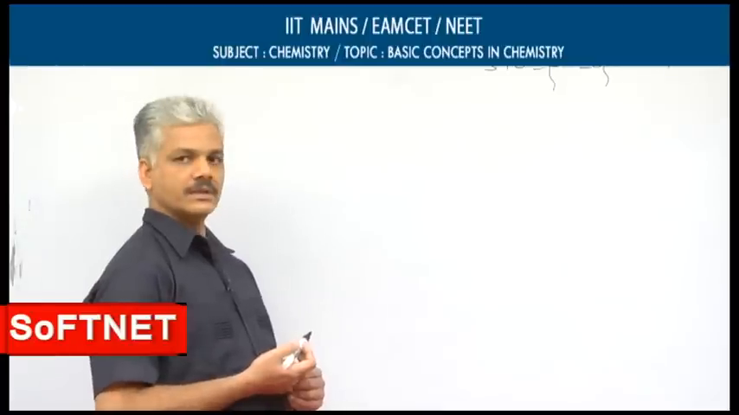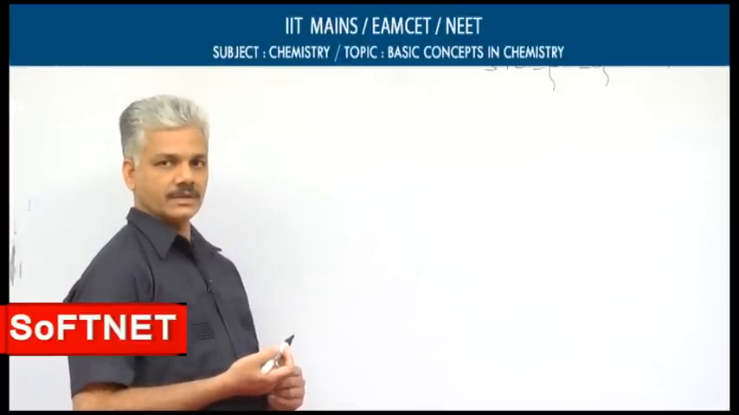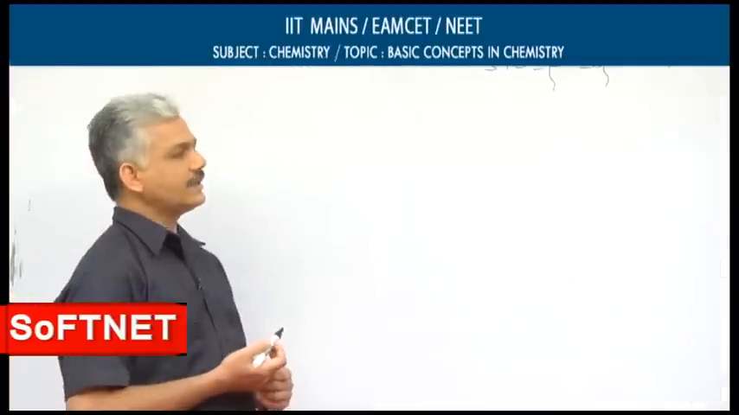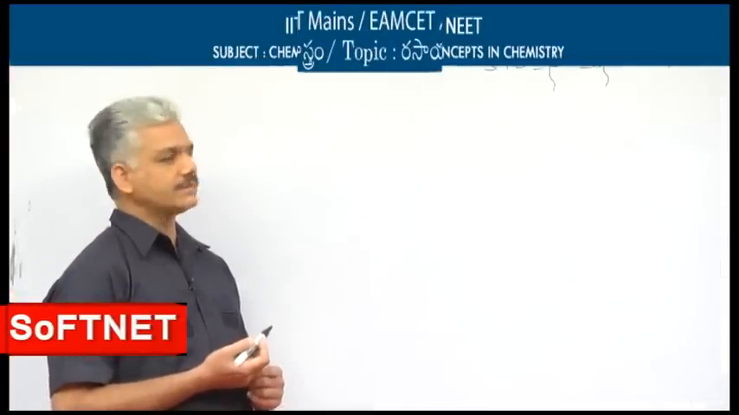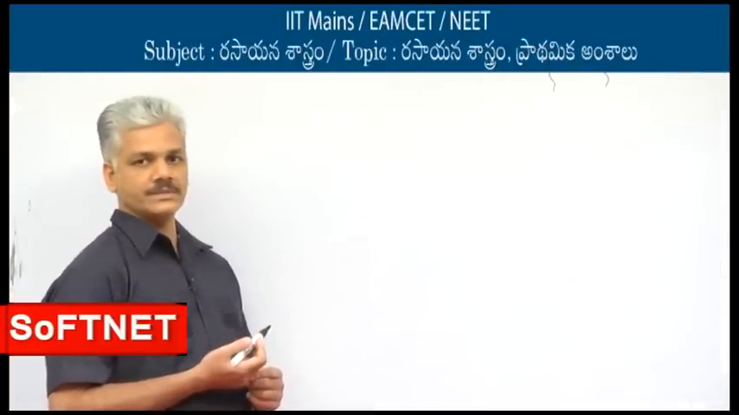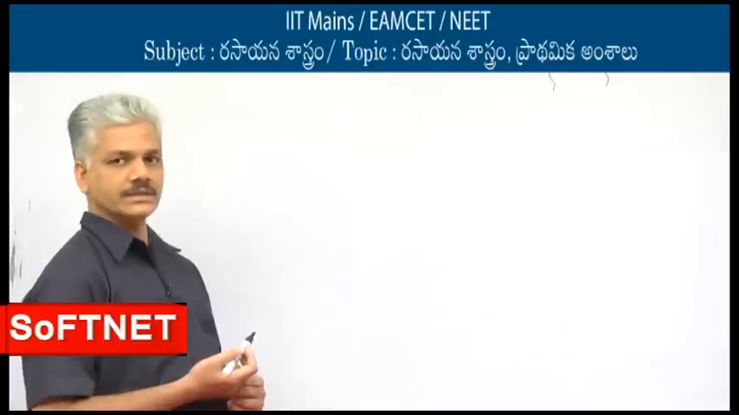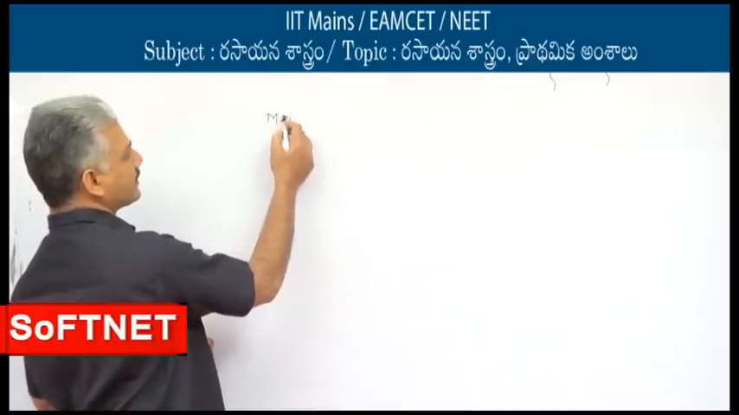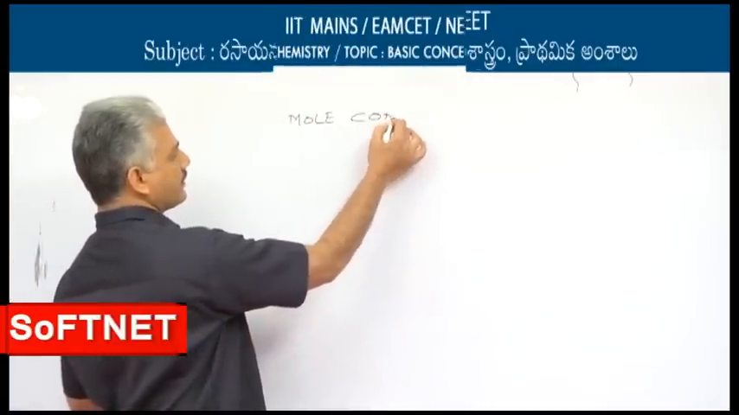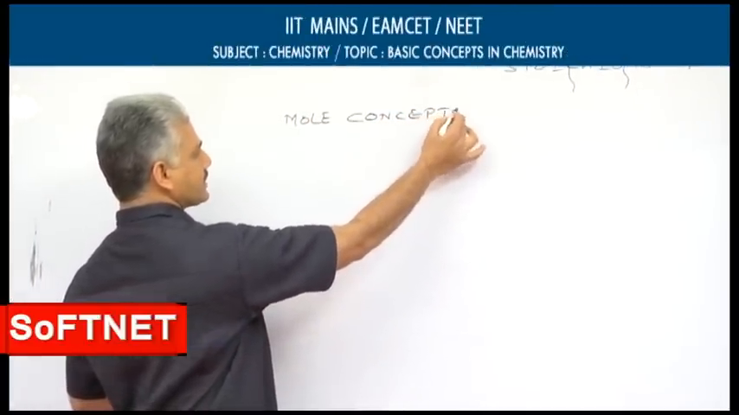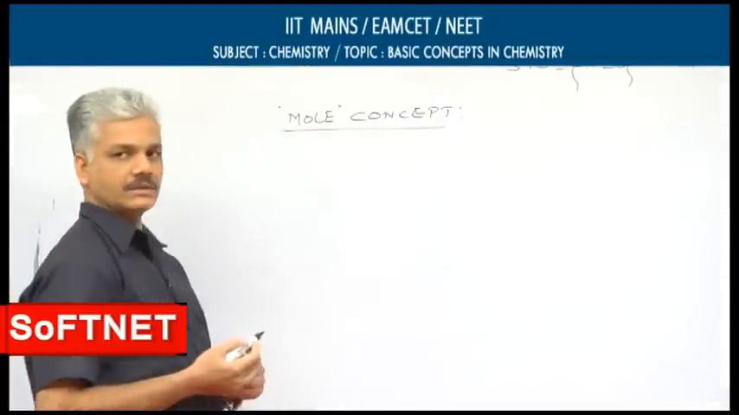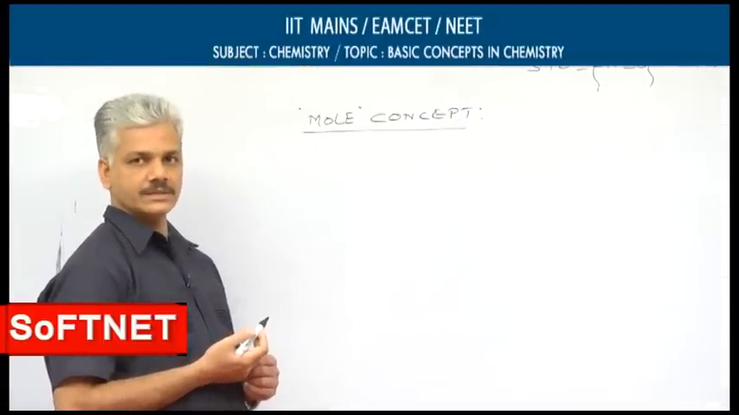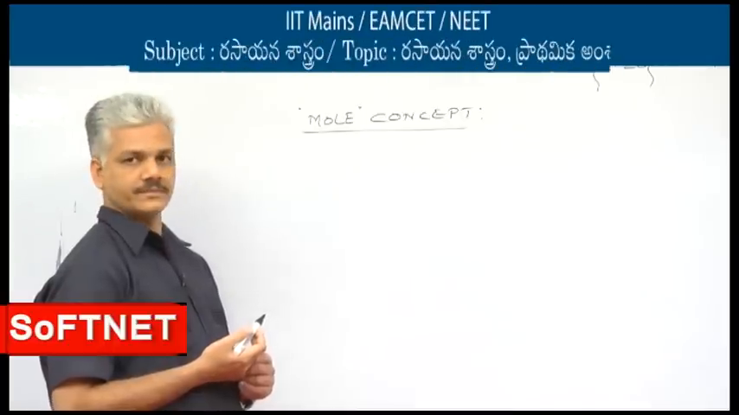Indirectly, this topic covers all types of numerical problems related to chemistry. We can divide this topic, stoichiometry, into a few concepts and discuss them separately. The first concept is called the mole concept. Under this heading, we will see what is meant by mole and calculations related to moles.